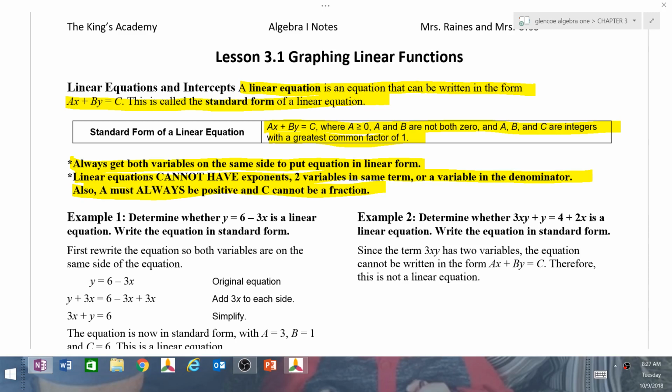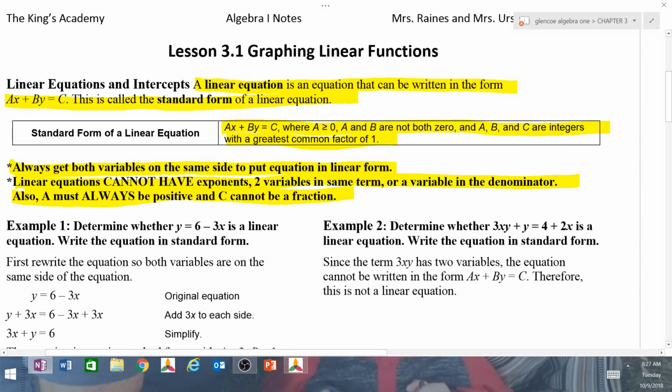The standard form of a linear equation right there in that box is ax plus by equals c, where a is greater than or equal to 0. So the coefficient of the x term has to be greater than or equal to 0. A and b both can't be 0 at the same time. A, b, and c are all integers, and the GCF of a, b, and c equals 1. So if I ask you on a test or on a quiz to define the standard form of a linear equation, I am looking for that whole definition, not just ax plus by equals c.